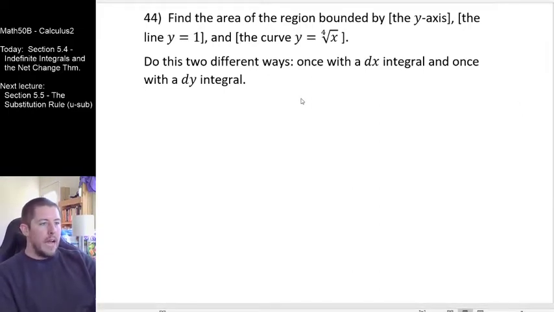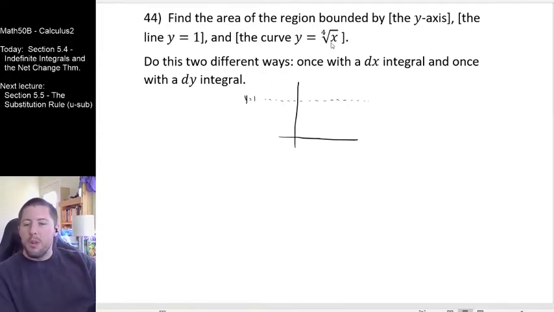So let's get our diagram of what's going on. I'm going to draw one general picture. I know that this curve, by the way, only exists in the first quadrant, so I'm good to just draw my picture there. I know that one of my boundaries is the y-axis. The line y equals 1 is a boundary, so I'm going to draw that as a dashed line right there. There's y equals 1. And the other thing we've got is the fourth root of x.